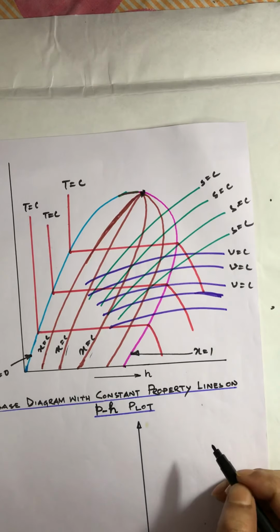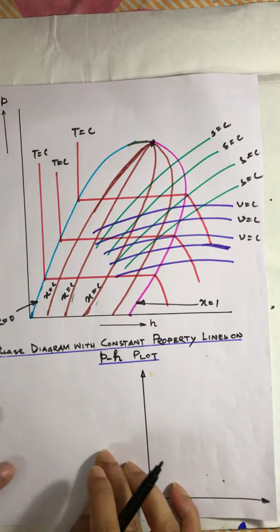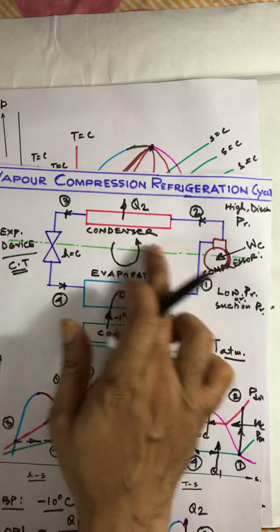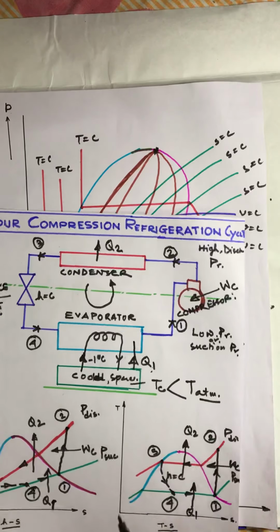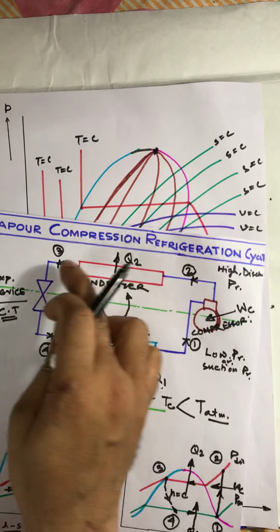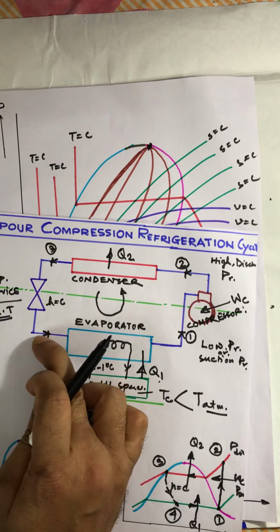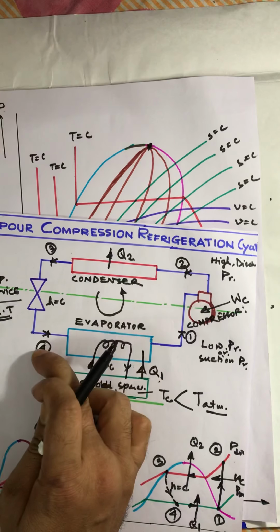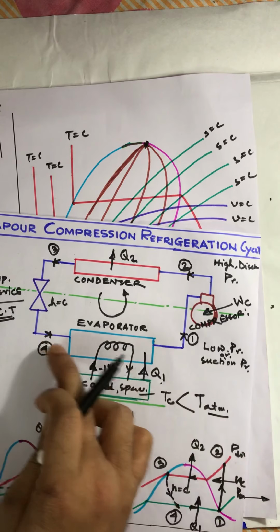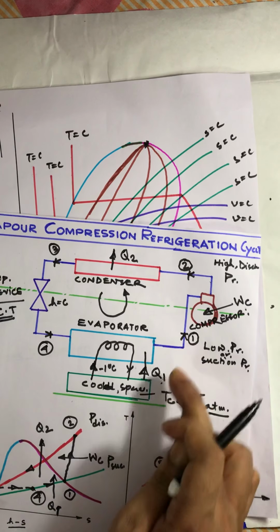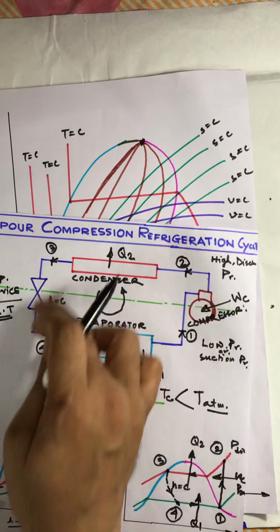Now, it becomes more interesting if we draw the same process in this diagram. The 1 to 2 process is adiabatic compression, 2 to 3 is isobaric heat rejection in the condenser, 3 to 4 is the throttling process, that is the expansion process. During this, enthalpy remains constant, and the 4 to 1 process is isobaric heat addition. So this is isobaric heat addition, and 1 to 2 is just like that.